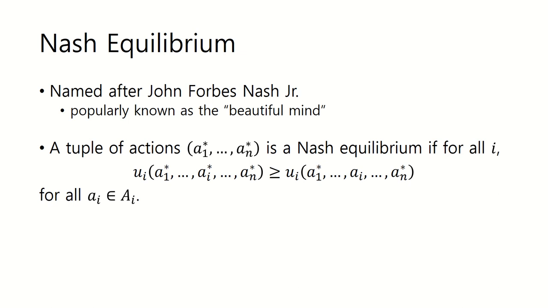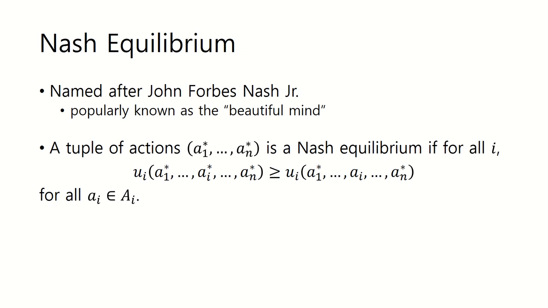It is named after John Forbes Nash, popularly known as the Beautiful Mind. Probably you have watched the movie starring Russell Crowe, right? And yeah, so that's Nash equilibrium. It's really popular and it's quite intuitive. Everybody likes this idea of Nash equilibrium, and John Forbes Nash is a genius. He wrote an academic paper which proposed this idea, Nash equilibrium, in 1950. When he wrote that paper, he was like 23, early 20s, and he won the Nobel Prize for that contribution a long time after that, in 1994.